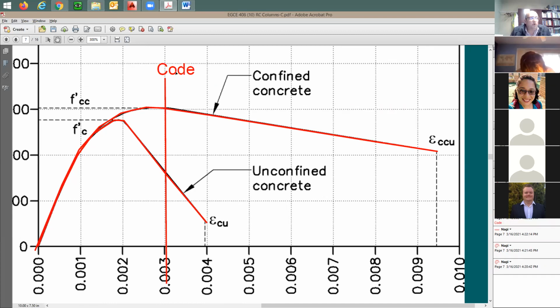Meaning, the code is not going to change the statement that the maximum attainable strain in the concrete is 0.03. It's not going to change this, even though you now provide confinement. But it's going to acknowledge this issue. For confined concrete columns, like spiral columns, you're going to have higher factors when it comes to the strength of the column.